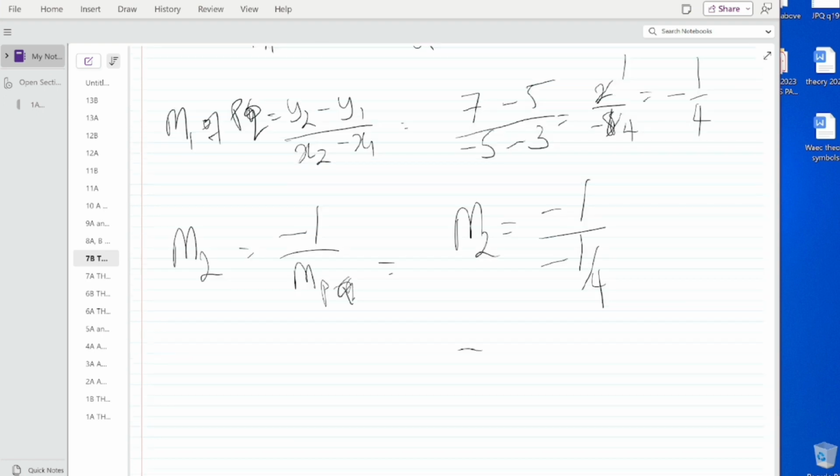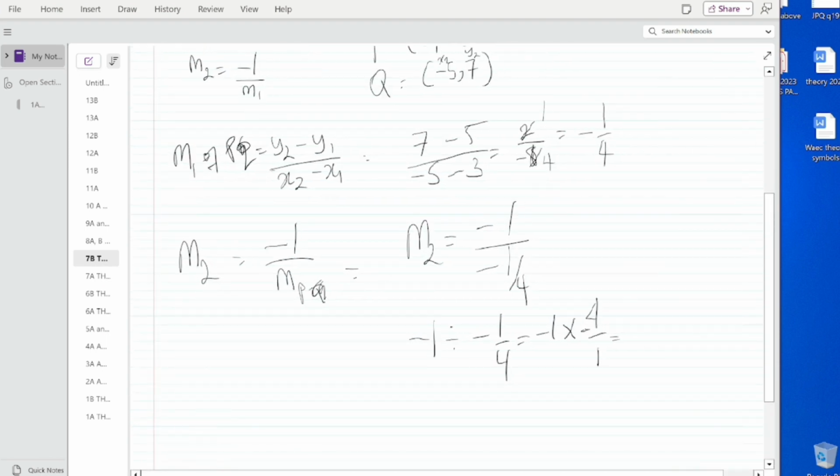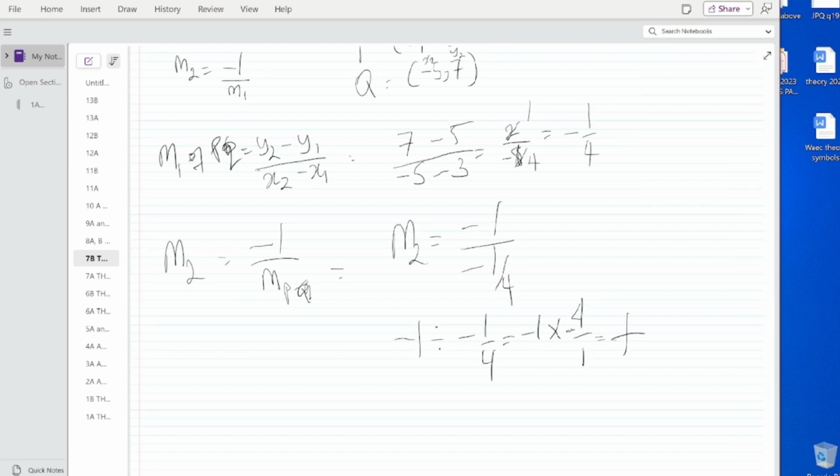We can then say minus 1 divided by minus 1 over 4, which is minus 1 times, when you turn the dividing sign into multiplication, it switches the values of the fraction at the back. So we have 4 over 1 with the minus. Then minus times minus gives us plus, and 1 times 4 gives us 4. Then we have our over 1, which is still 4. So M2 is 4.